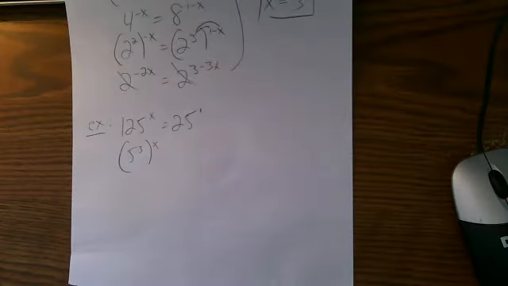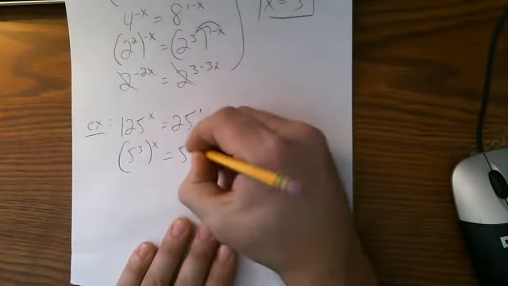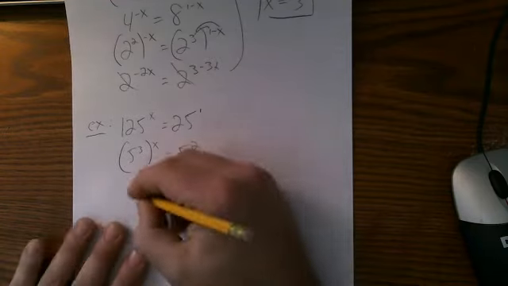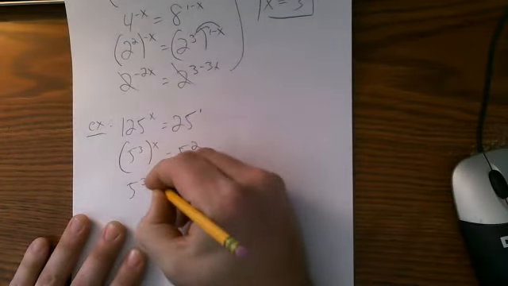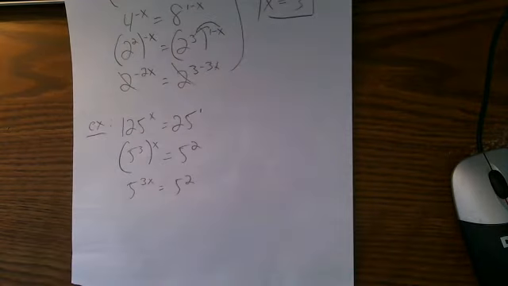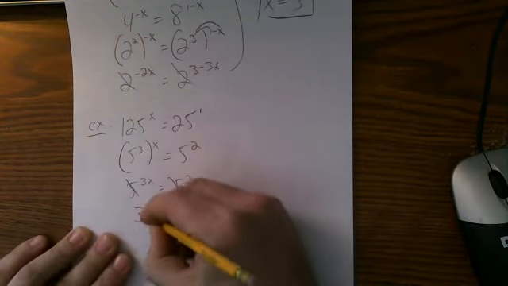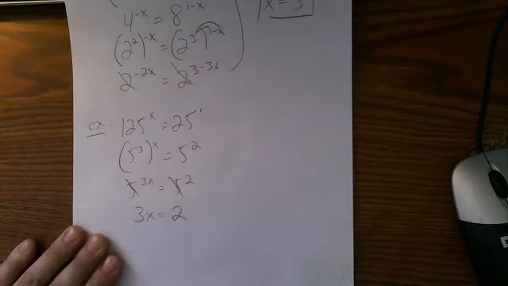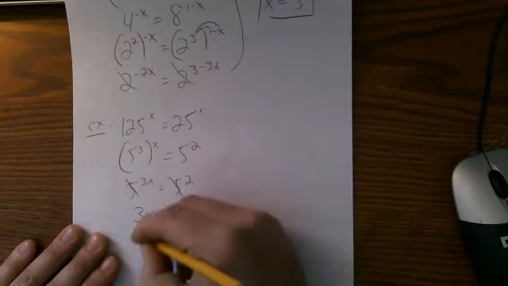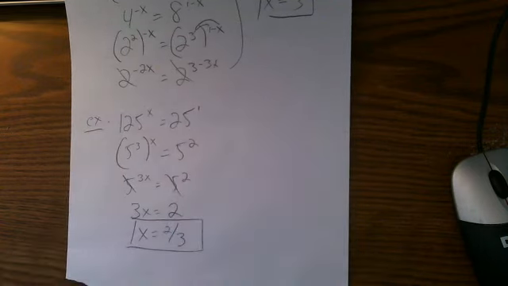Don't forget that old exponent. And 5 squared is 25. The old exponent is 1, so I don't need to include that. I can if I want. So now we have 5 to the 3x equals 5 squared. Cross out the 5's because they're the same, and set the exponents equal. 3x equals 2. Divide by 3, and x equals 2 over 3.